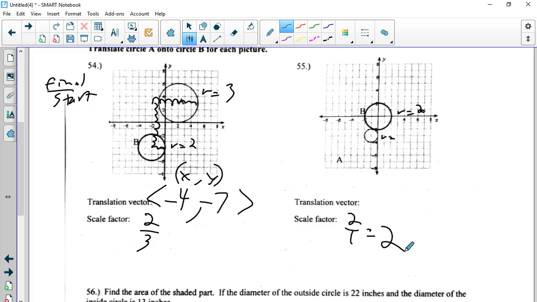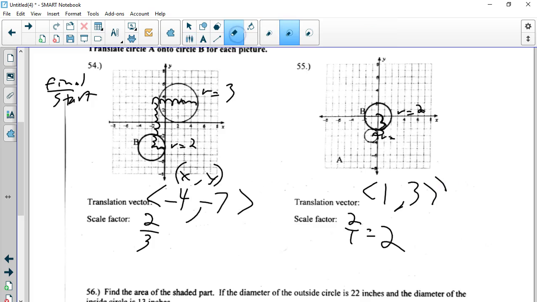Translation. From A, we're going right 1. And we're going up 1, 2. Sorry. 1, 2, 3. And that's my vector right there. Right 1, up 3.